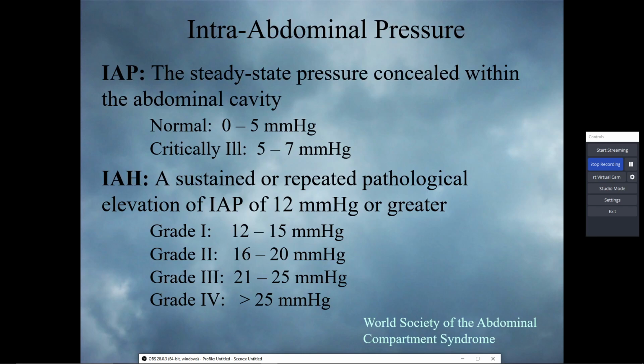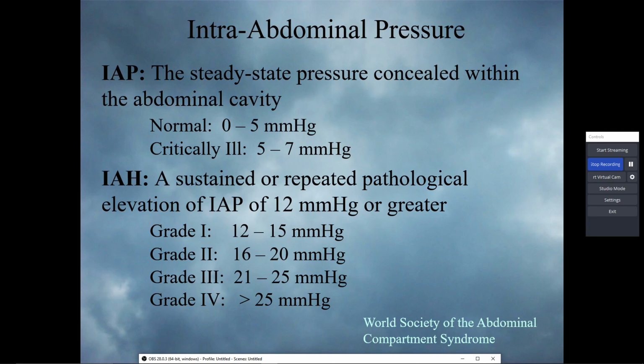Let's talk about IAP, also known as intra-abdominal pressure. It's the steady state of pressure concealed within the abdominal cavity. Normal is 0 to 5, critically ill 5 to 7. You shouldn't have much abdominal pressure. The more pressure you have in the abdominal cavity, the less the organs can do their job, and the more pressure is placed on the blood flow coming to the organs through the abdominal cavity. So we don't want increased abdominal pressures on patients that are already critical.